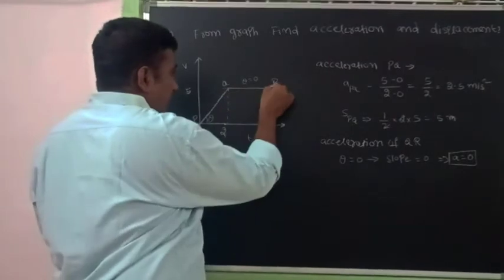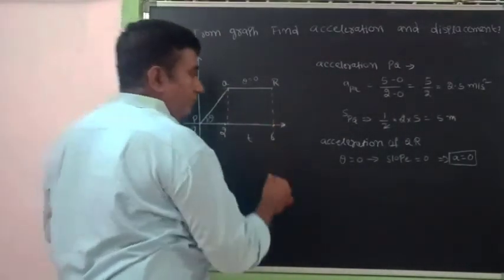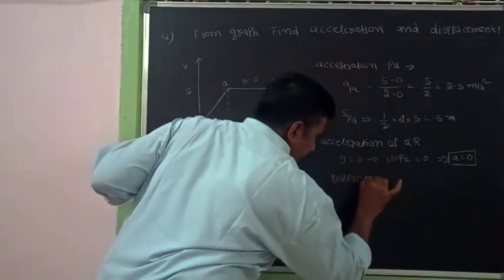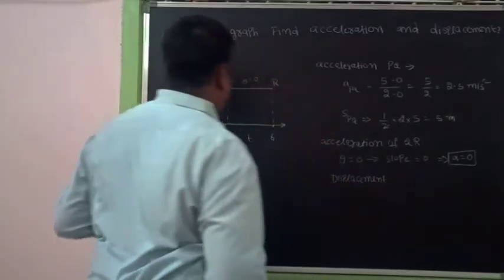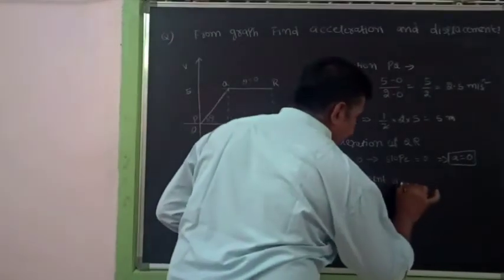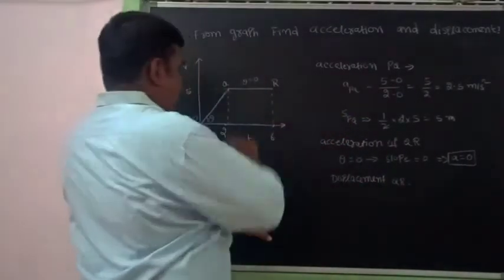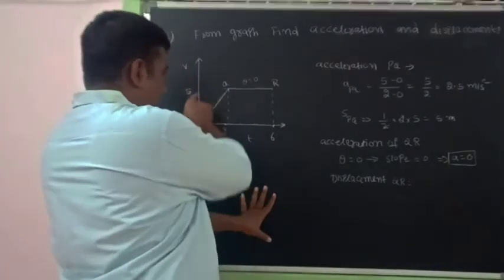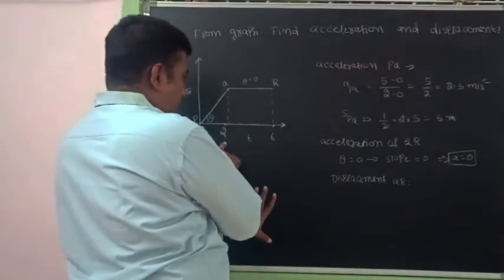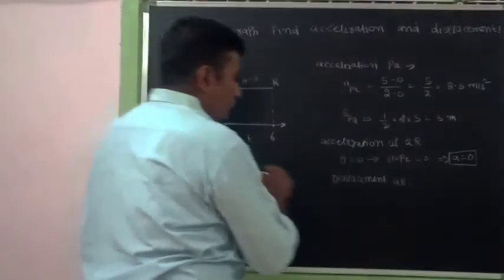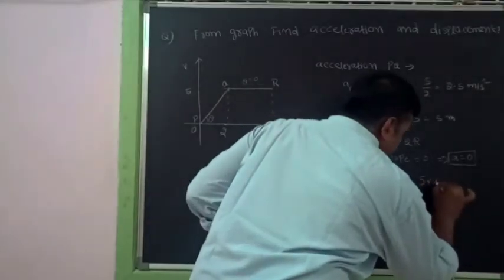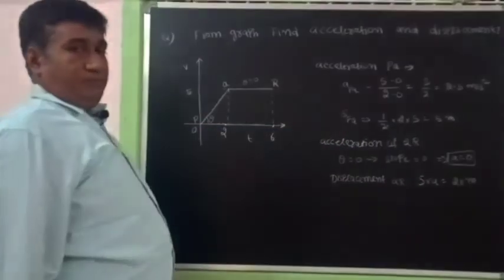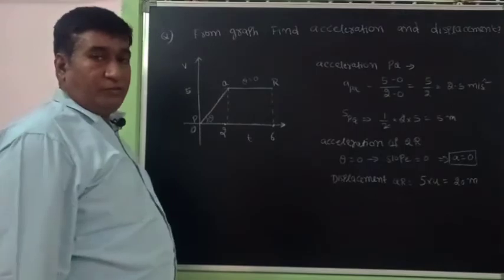So then what about displacement? Displacement is the area of this. So displacement QR is equal to the area of the rectangle, which is nothing but length into breadth. So 5 into, here 6 minus 2 is 4, so 5 into 4 is equal to 20 meters, which is the displacement. In this way we can find it.